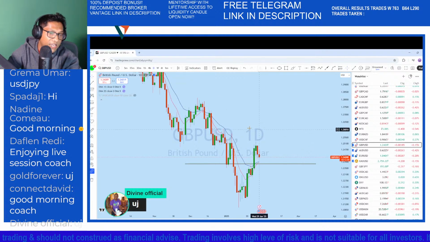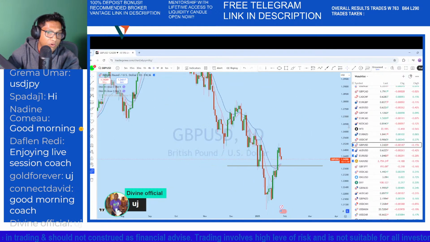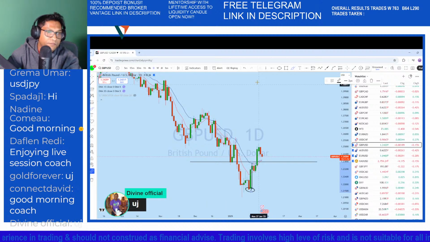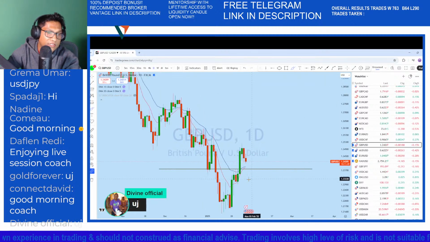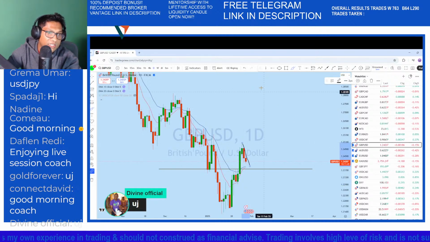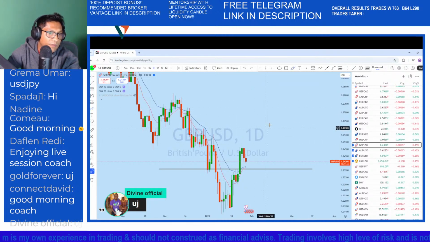So if you look at the daily price action here on British pound US dollar, we can see that from the daily, this is where there is a bounce followed by this pullback, and we can see there is another bounce on GBPUSD, followed by a deeper pullback on GBPUSD.